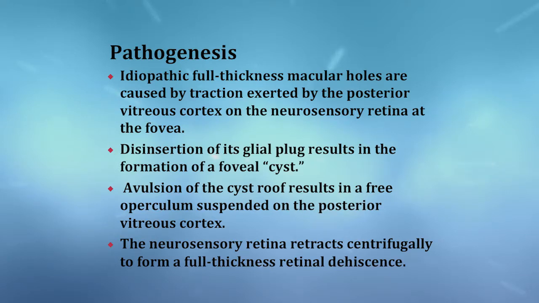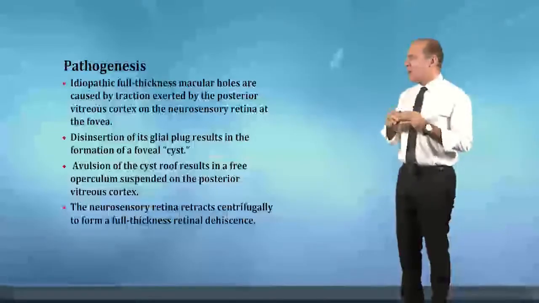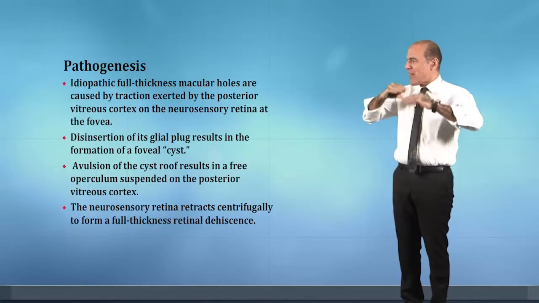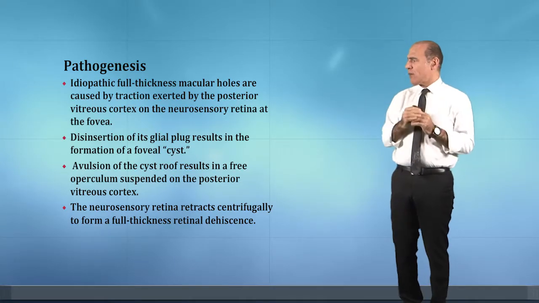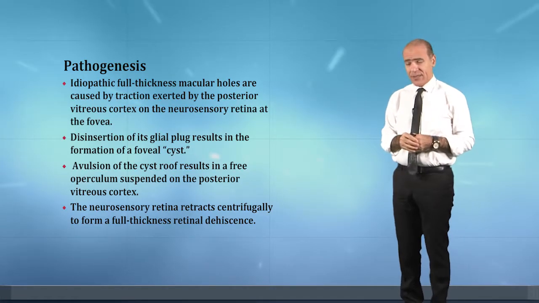The pathogenesis here, if you look at idiopathic macular hole, full thickness holes are caused by traction exerted by the posterior vitreous cortex on the neurosensory retina at the fovea, this is first, or this insertion of the glial plug results in formation of a foveal cyst.